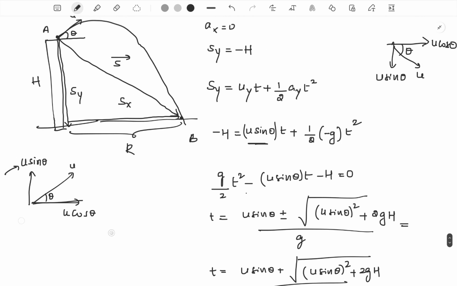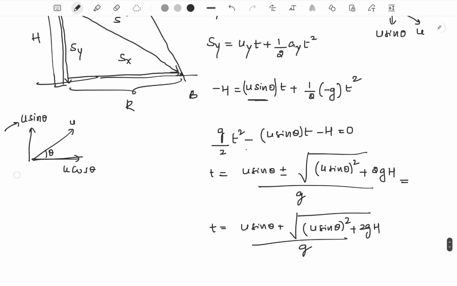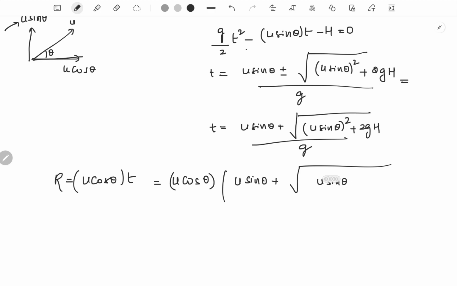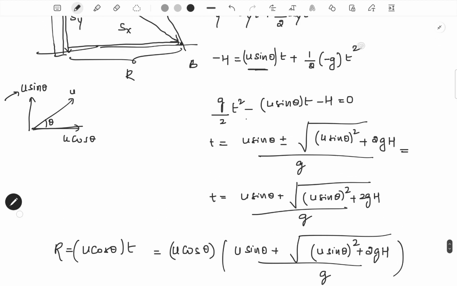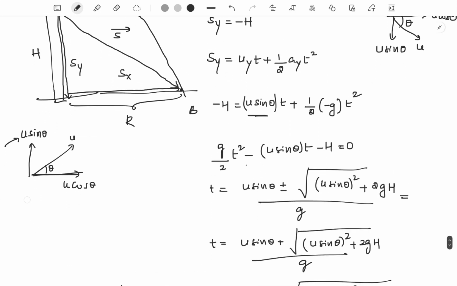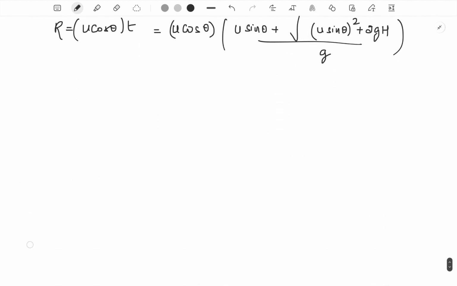Now if you are interested to find the range or the horizontal component of displacement, that would be horizontal component of velocity u cos theta into time taken to reach the ground, or you can write it as u cos theta into t, which is nothing but u cos theta into u sin theta plus root of u sin theta whole square plus 2gh, divided by g. So this is what the range would be. Similarly, you can also find the velocity of the body as it reaches the ground as we proceeded earlier. I hope you understood this.